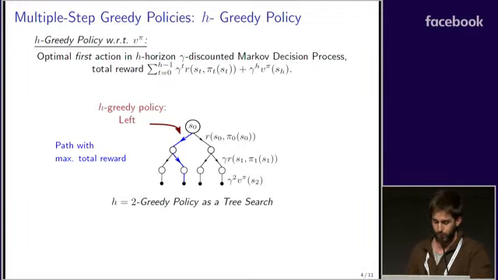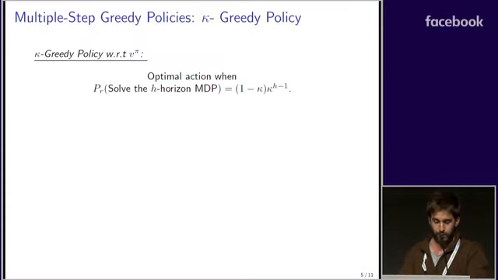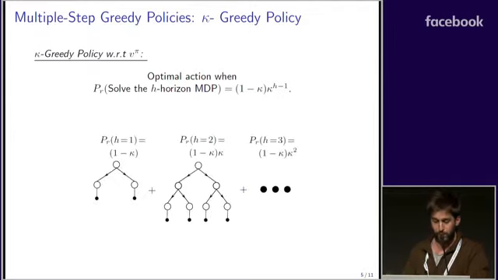Here it's simply left. The kappa greedy policy with respect to VPI is defined by being optimal with respect to all the possible tree depths that we saw earlier, such that they are weighted with some kappa averaging. So it can be understood as being optimal with respect to this painting here.